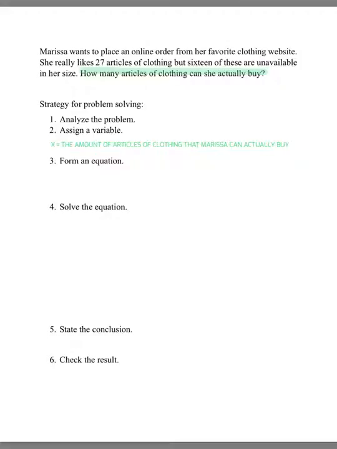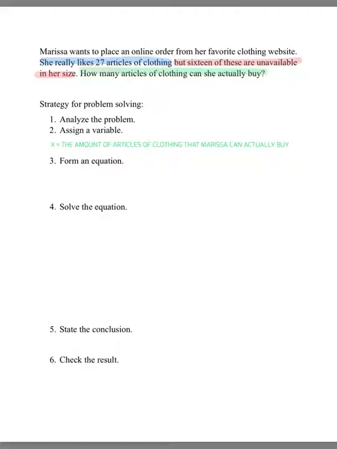So now let us begin forming our equation. Before forming the equation, we want to see what other information is very useful in the word problem. So let's see what else we can extract from here. We know Marissa wants to place an online order from her favorite clothing website. And we know that she really likes 27 articles of clothing. The only problem is that 16 of these are unavailable in her size. And from that, we want to determine how many articles of clothing she can actually buy.